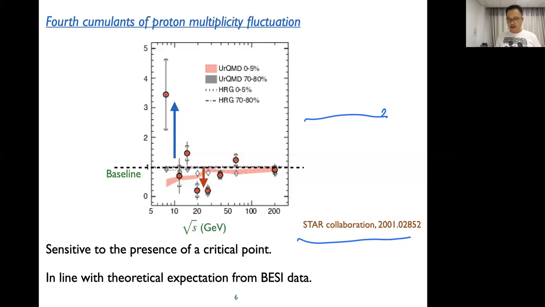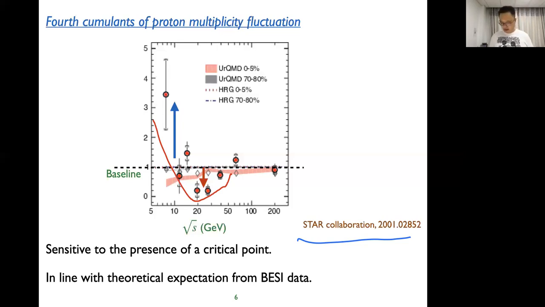It turns out that if you are close to the critical point, these non-Gaussian fluctuations will be enhanced. Moreover, the theory prediction is that if you compare the data with the baseline, and you are approaching the critical point, the trend you will see is that this cumulant will first go below the baseline and then jump up. This prediction and the current data are exactly in line with the theory expectation, and this is the data from the first phase of the beam energy scan.